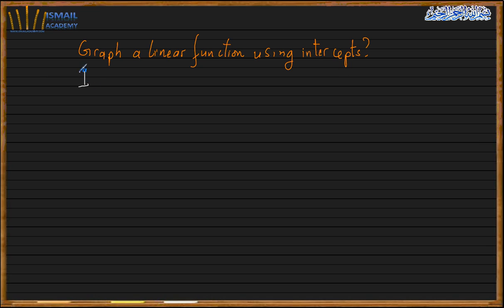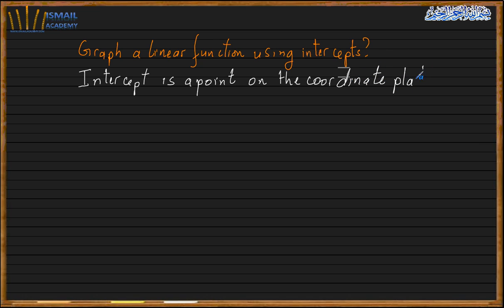So an intercept is a point on the coordinate plane located either on the x-axis or y-axis.